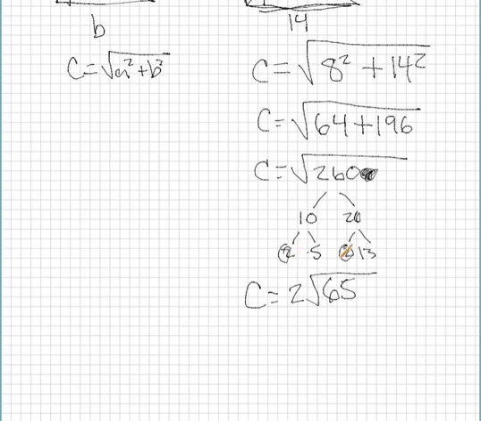So the 2 comes out, and then the 5 times 13 stays inside, which is 65. And this would be the length of our hypotenuse. And you can plug it into a calculator and get a decimal. It'd just be 2 times the square root of 65, but that's fine.